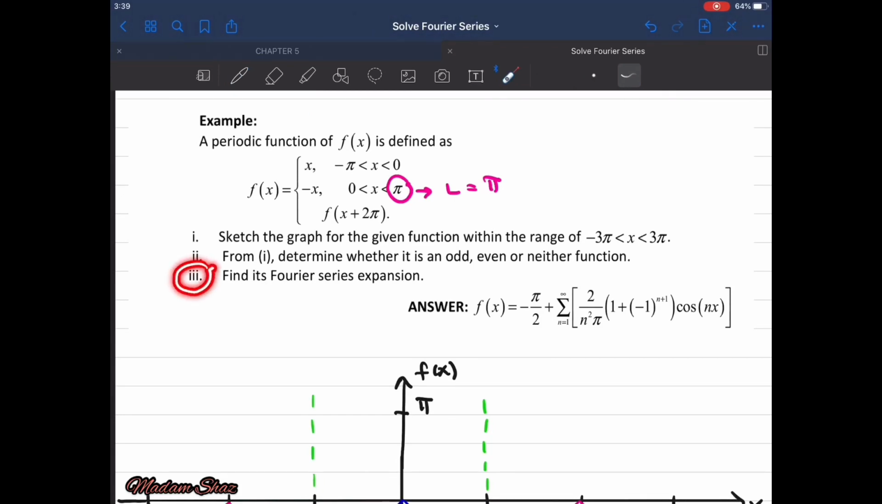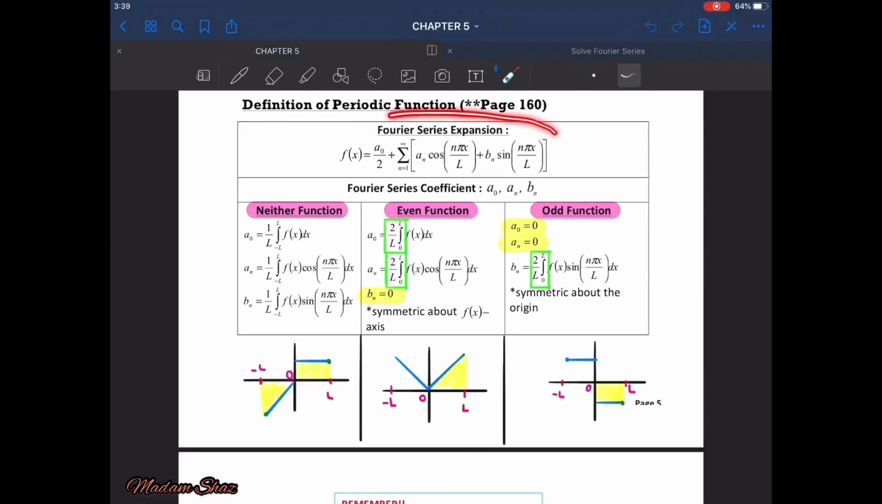For the question 3 Roman, find its Fourier series expansion. So this is the formula for the Fourier series expansion, whereby you have to calculate the values for a0, an and bn. Since we know that our graph is an even function, you have to calculate the values of a0 and an by using this formula, and our bn we can directly write as bn equal to 0. So we can save our time, since we don't have to calculate the value for bn here.